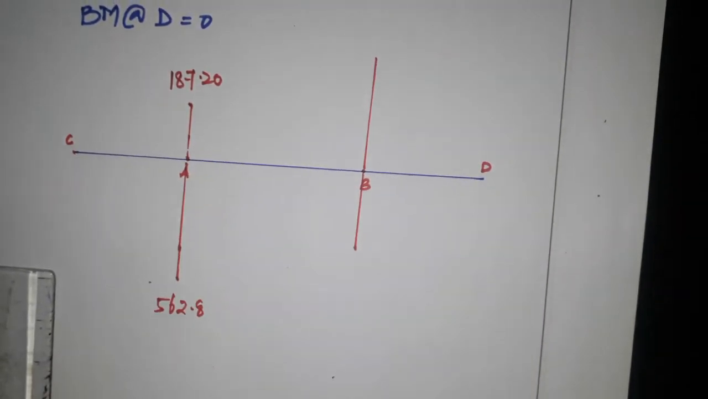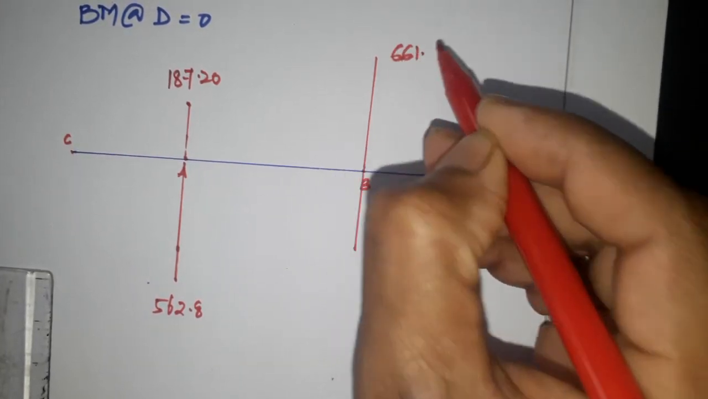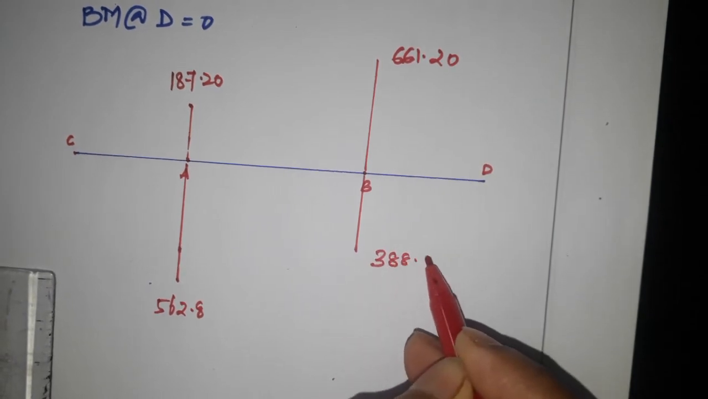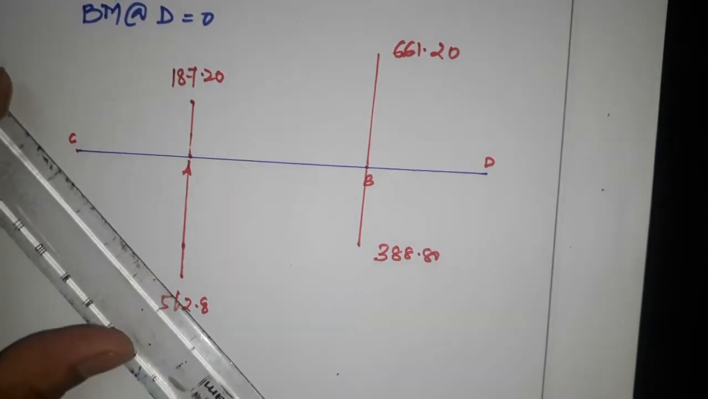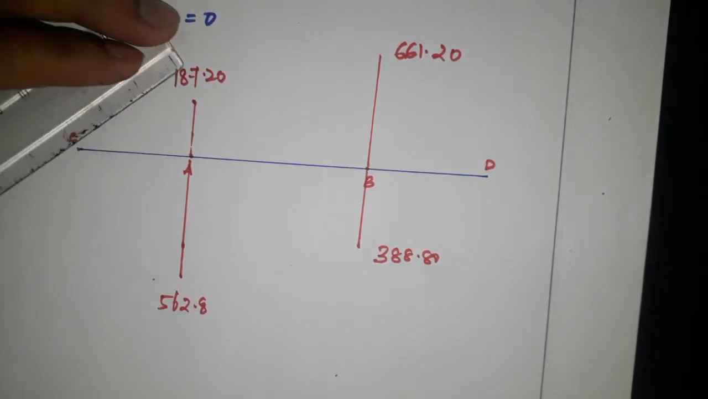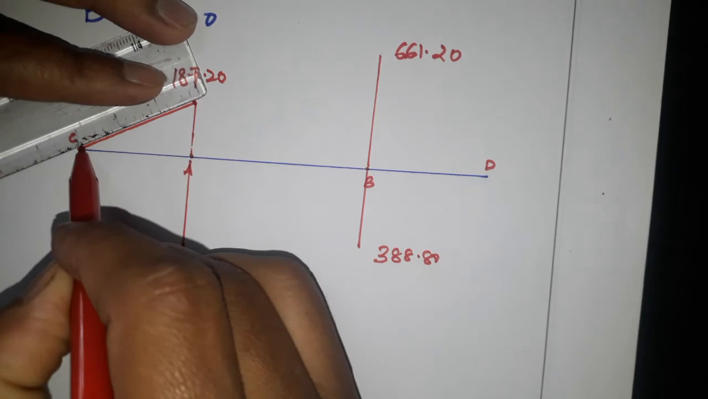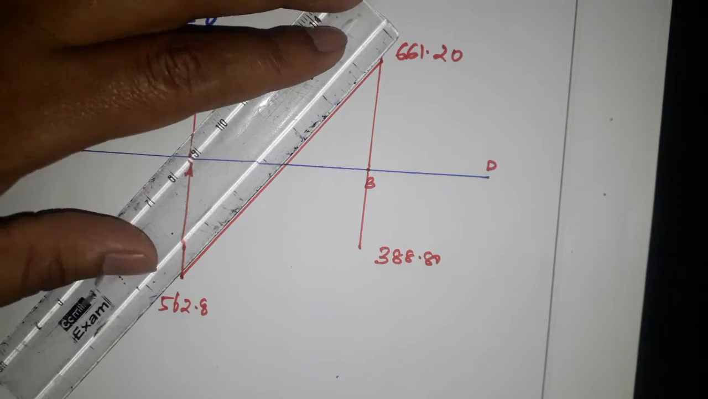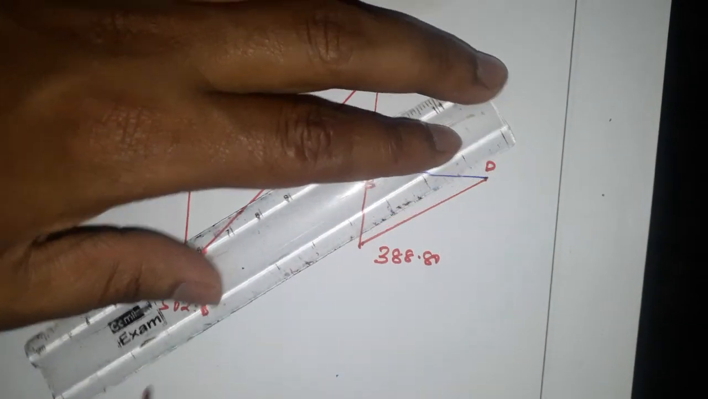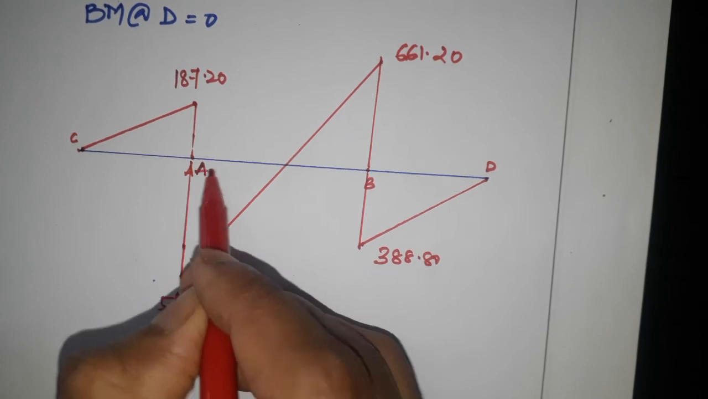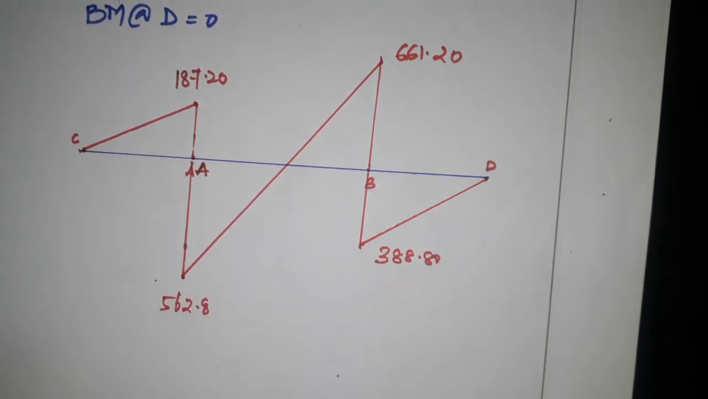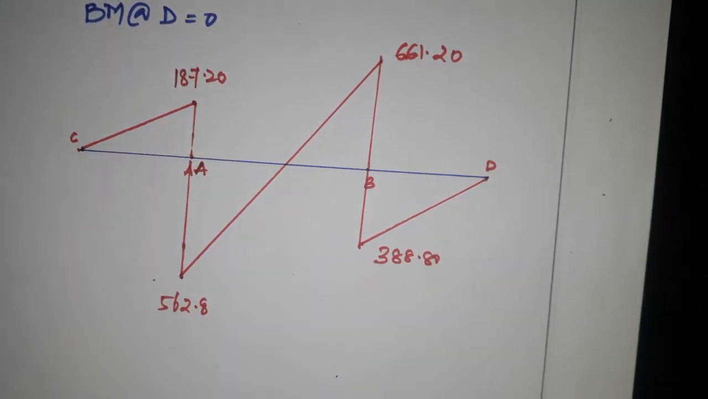187.2, 562.8, and this we got it as 661.20, and this we got it as 388.80. So I'll just join here. So this is positive upward, then I have to join both of these, then also I have to join this. This is with respect to A, B, C, D, because we got a shear force at C and D both are 0.